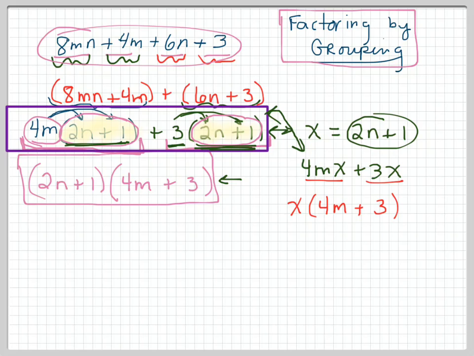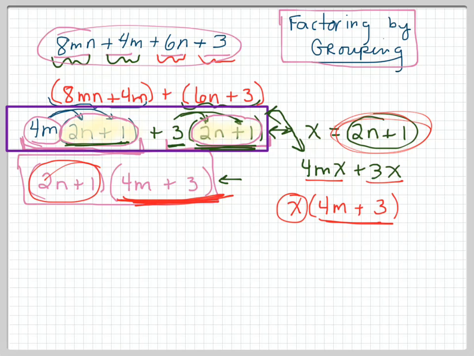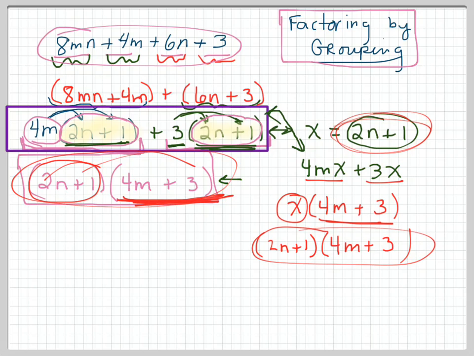Okay? That's exactly what I did over here. Here's the 4m plus 3, and the 4m plus 3. And I pulled out this x. Well, over here I pulled out 2n plus 1. That's what x is equal to. I could even do a substitution and say, well, x is really 2n plus 1. Okay? So this indeed is the correct way to factor out 2n plus 1 in that expression.